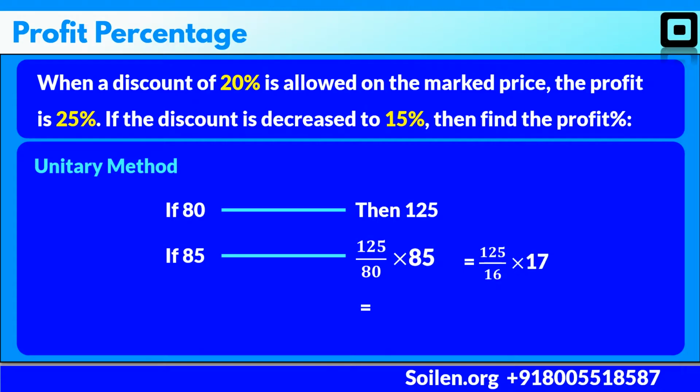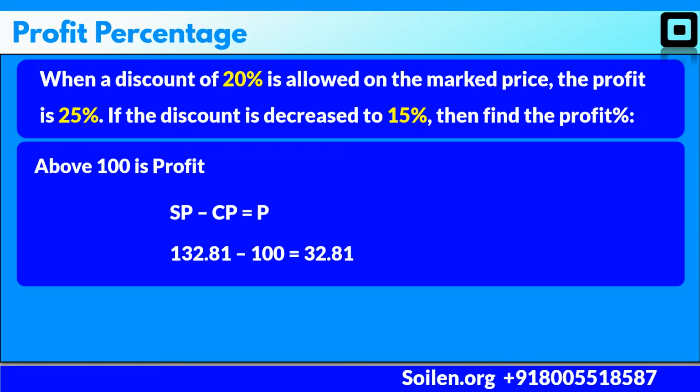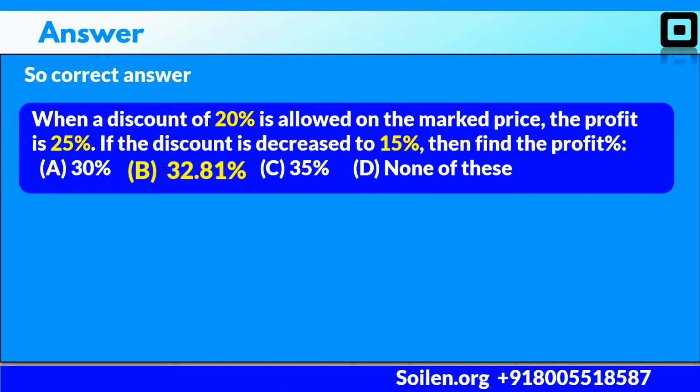And, after solving this, we can get 132.8125. Above 100 becomes profit. You can better understand by this. Selling price minus cost price equals profit. So, 132.81 minus 100 equals 32.81. So correct answer is option B.